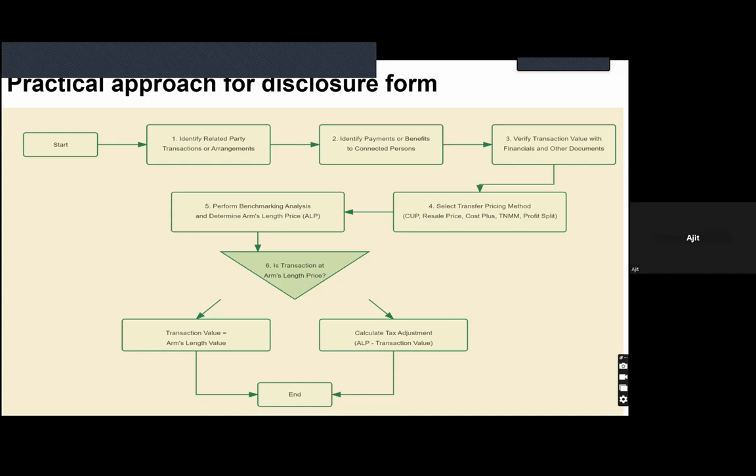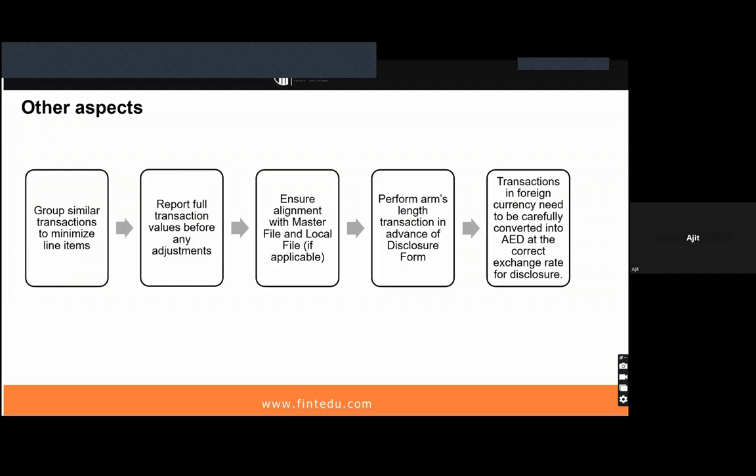So if you follow this standard practical approach, you would be able to justify your arm's length price with full transparency and ensure that there's no adjustment. So this is the whole practical approach. There are some other aspects of related party disclosure, like grouping similar transactions in a minimum line item. As I said, one transaction, 100 entries, same transaction, same related party, you can club together. But if there are different transactions, the nature of each transaction needs to be shown separately.